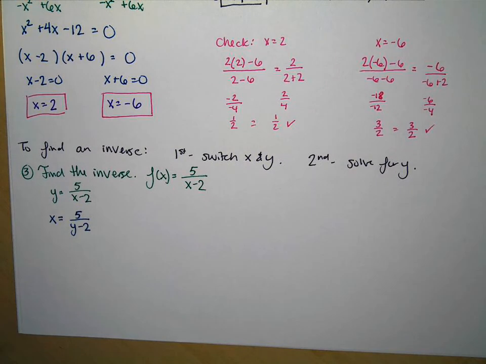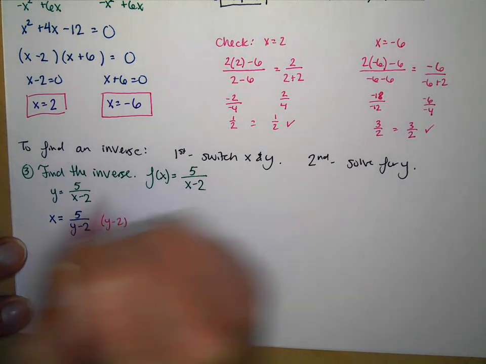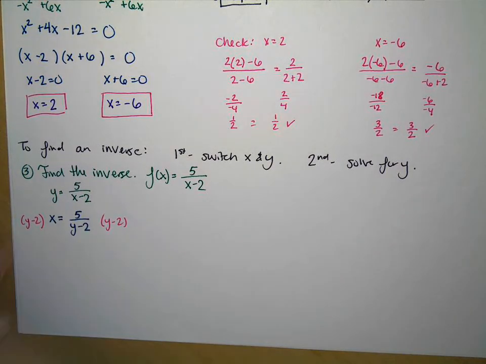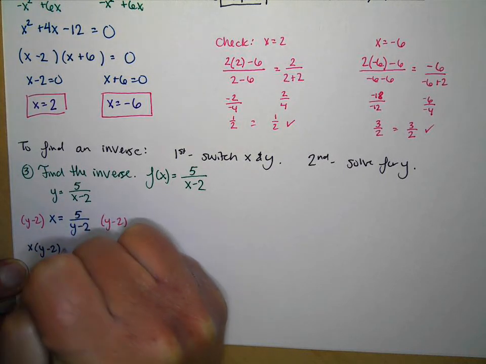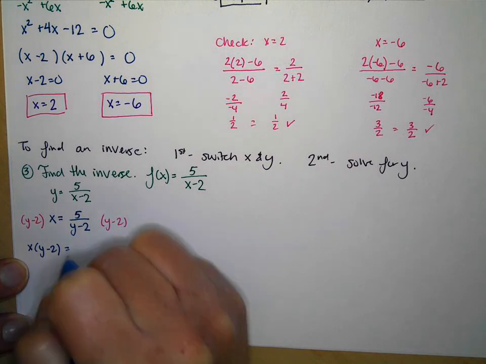And now we want to solve this to get y by itself, but we've got a little challenge because right now that y minus 2 is in the denominator. And to help fix that, you can actually just multiply by the denominator. I'm going to multiply both sides by y minus 2. I'm not going to distribute it. I'm just going to leave it as x times y minus 2. On this side, multiplying by y minus 2 cancels out the divided by y minus 2. So we're just left with 5.